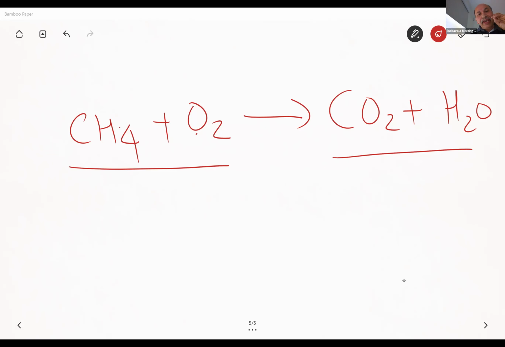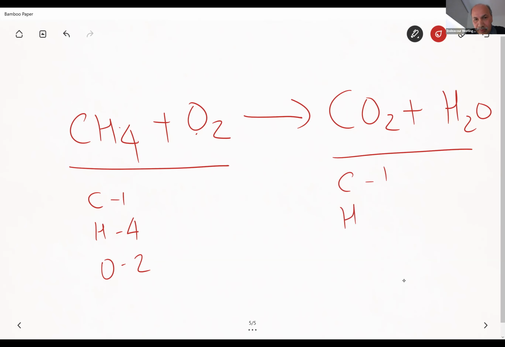The number of atoms on the reactants should always be equal to the number of atoms on the product. Now we will count the number of atoms here. How many carbon? 1. How many hydrogen? 4. How many oxygen? 2. Here you have carbon 1. How many hydrogen? 2. And how many oxygen? 3. Not balanced, right?